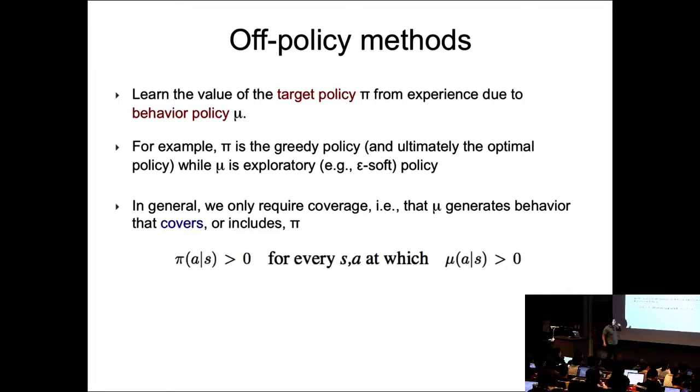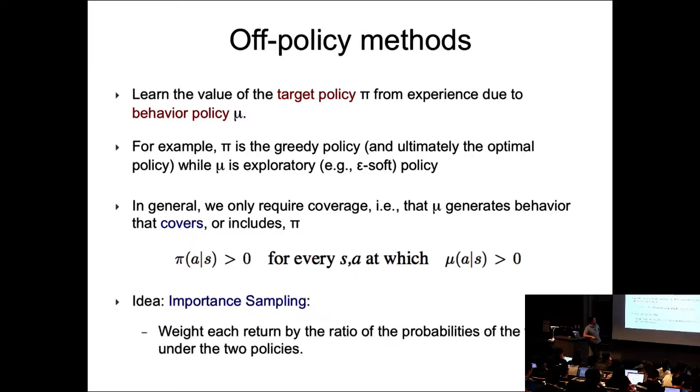In general, to do this, you only require coverage. For example, your policy mu should generate samples that cover or include policy pi. This condition has to hold: pi should be non-zero for every state-action in which mu is non-zero. If the supports of the two distributions are different, it's very hard to compare both. There are ways of doing it, but here we're not going to do that. And so the idea is to use something called importance sampling, which is a very simple idea.